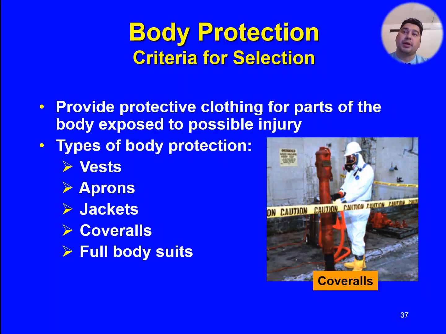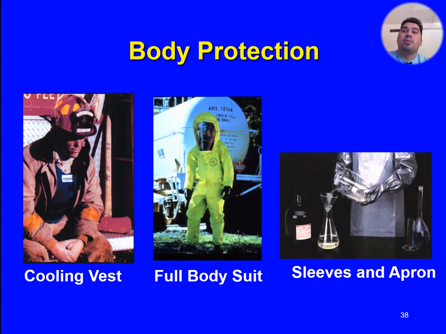Now, the types of body protection: we have the vest, aprons, jackets, coveralls, and full body suits. The person shown here is wearing what is called coveralls. It will cover the whole body. Body protection types include the cooling vest, the full body suit, and the sleeves and apron.